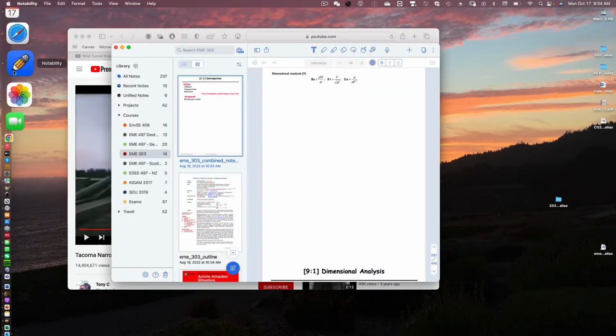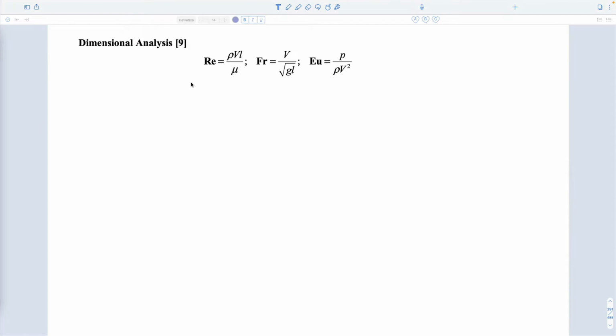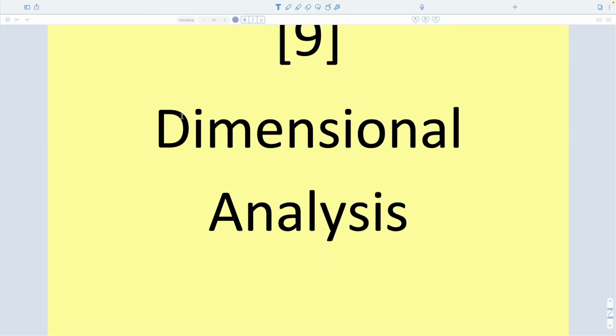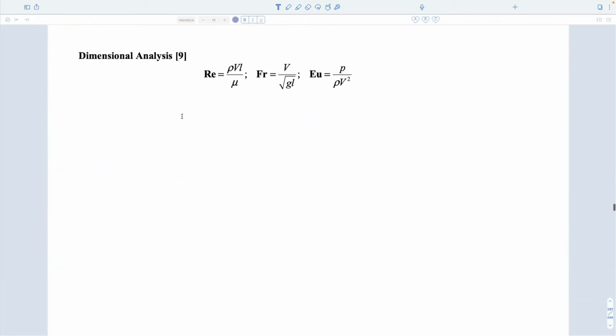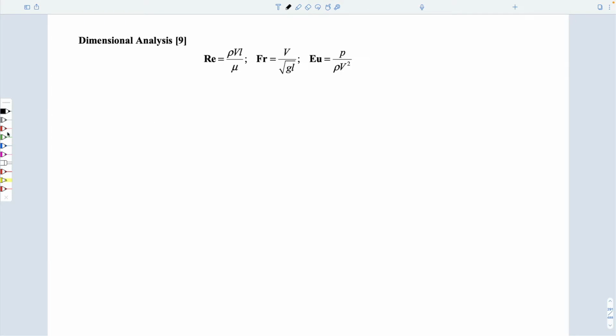So if I bring this up, and I already mentioned, we've got a whole new topic. Dimensional analysis, I said already, is kind of a misnomer, because what we'll work with are what are called non-dimensional numbers. We talked about these numbers at the very beginning of our class, maybe the second time we met. These are Reynolds number, Froude number, and Euler number. And so that's where we're going with this.